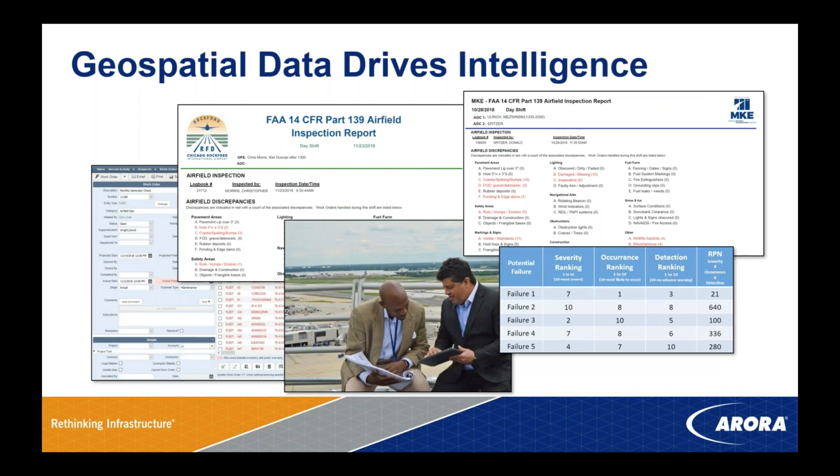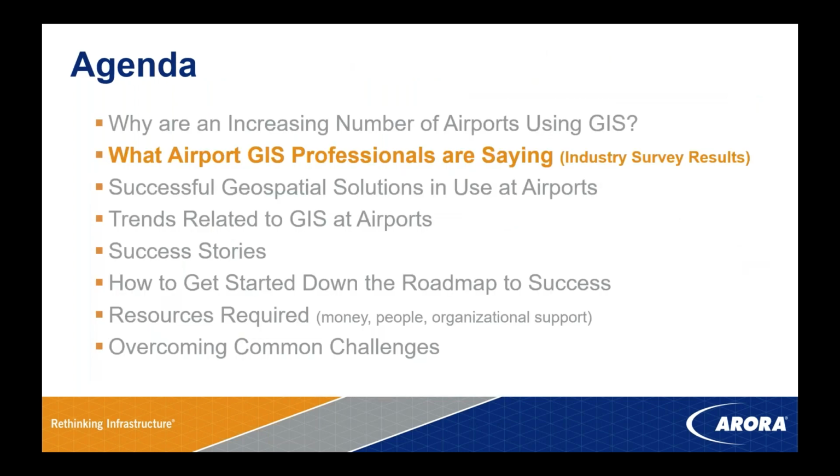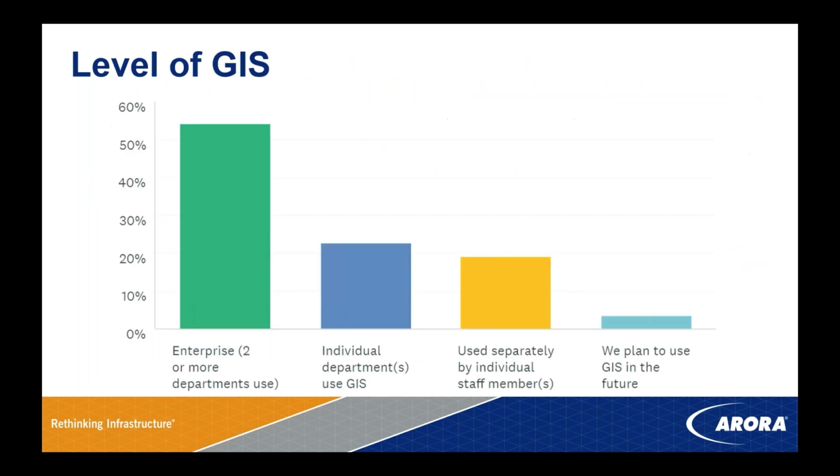Ultimately, what we believe can happen with GIS is to take geospatial data that tells us where things are and how they relate to one another, and to drive the intelligence that we need to operate more efficient, safe, and effective airports. It's really the underlying goal. So that's why airports are using GIS, but what are other people saying?